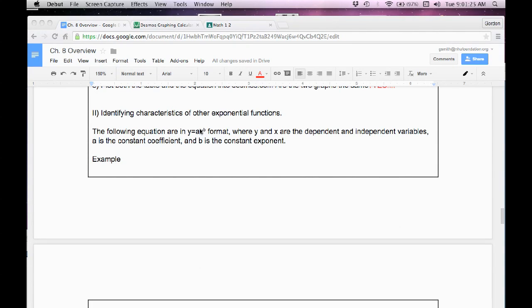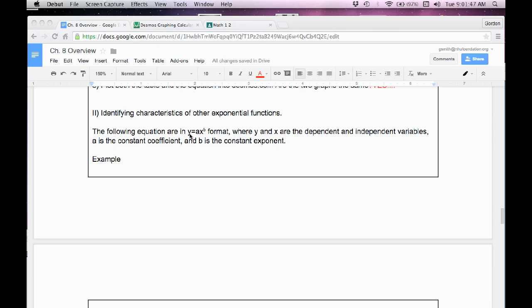All right, part 2, identifying characteristics of other exponential functions. The following equations are in y equals ax to the b format, where y and x are the dependent and independent variables. A is a constant coefficient and b is the constant exponent. So a and b don't change. We just have to figure out what they are because they're constants.